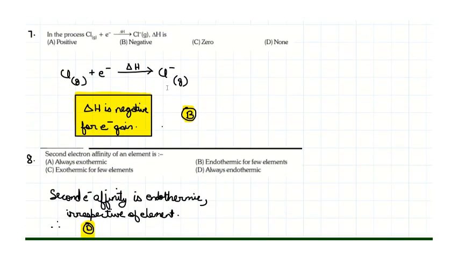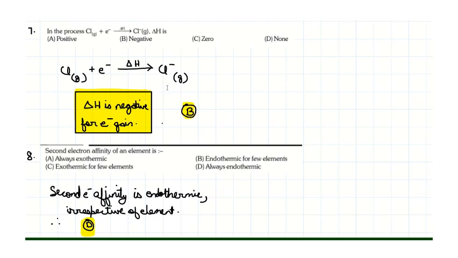In the seventh question, we need to find what delta H is in the process of conversion of chlorine to chloride ion. Since both are in gaseous state, the value for delta H would be negative for electron gain, because there is release of energy and not absorption of energy.